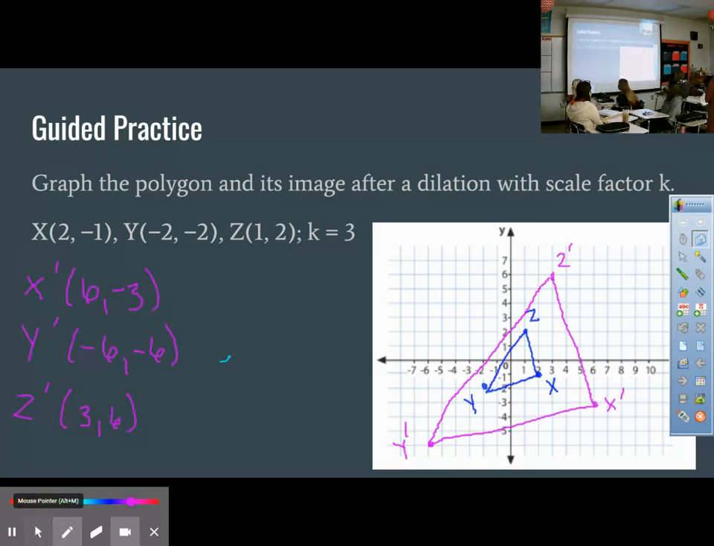All right, if I can have your attention, please. For x prime, I got 6, -3. Y prime, I got -6, -6. And z prime, I got 3, 6. Is that the same thing you got? And then here is my picture. X, Y, Z is smaller than x prime, y prime, z prime, because it was an enlargement. All right, what questions do you have for me?